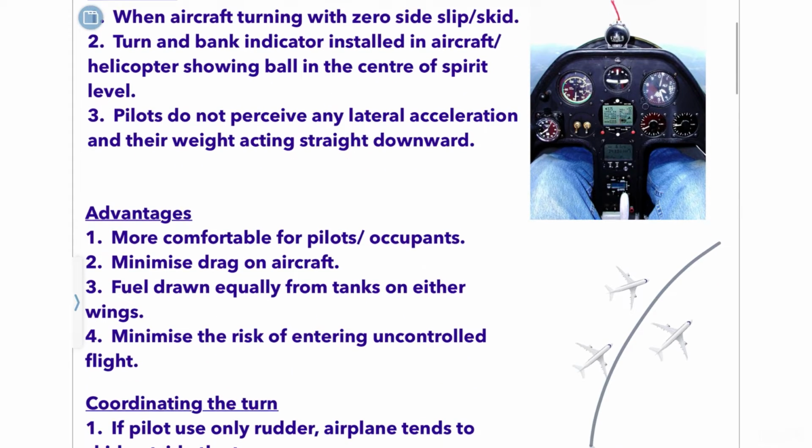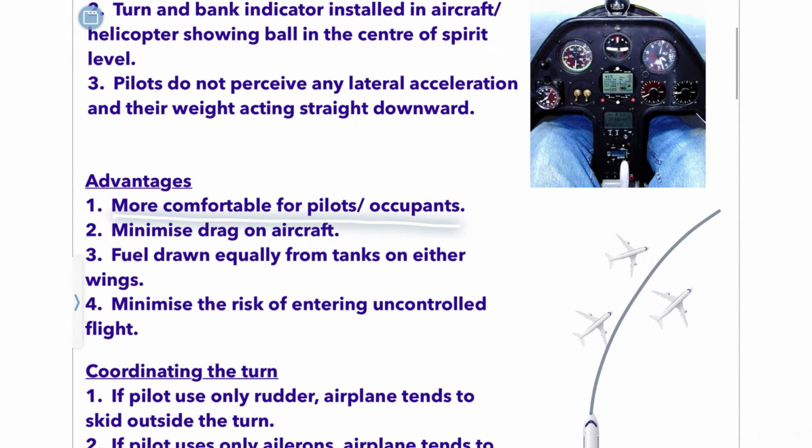So what are the advantages of it? It is definitely more comfortable for the pilot and occupants. There is minimum drag on the aircraft, because with no slipping or skidding, no additional drag is added. The fuel is drawn equally from the tanks on either wing. Yes, this is one of the important parameters. Last yet important, it minimizes the risk of entering uncontrolled flight.